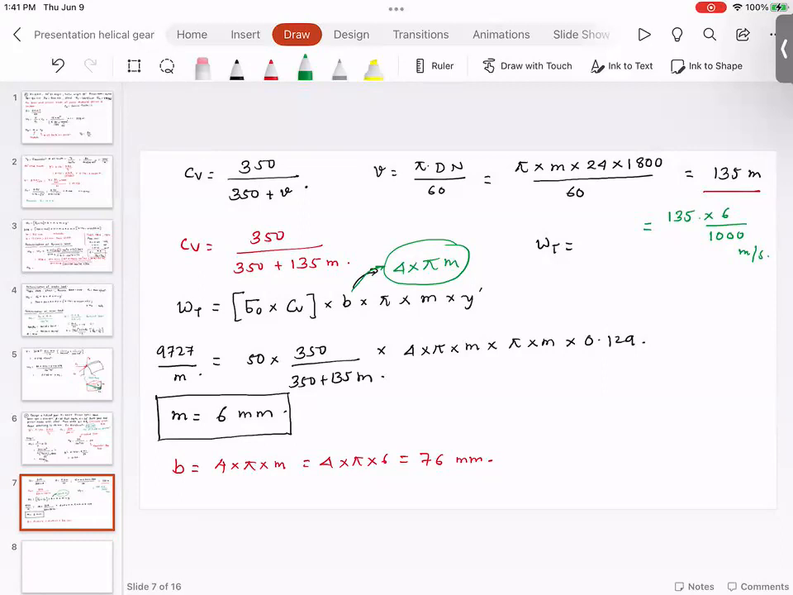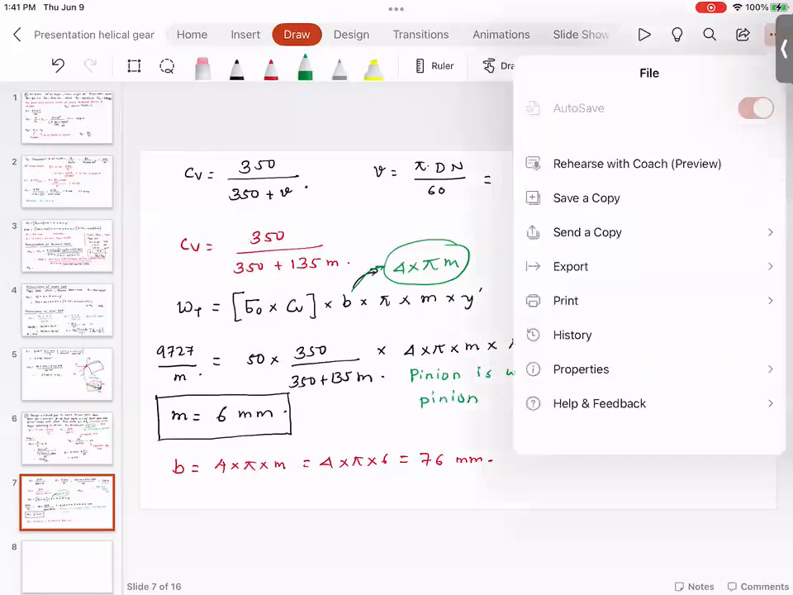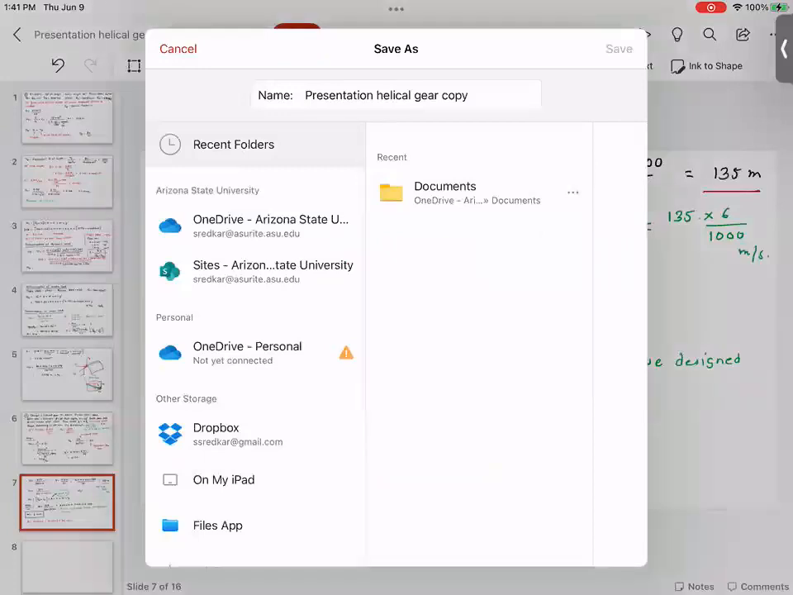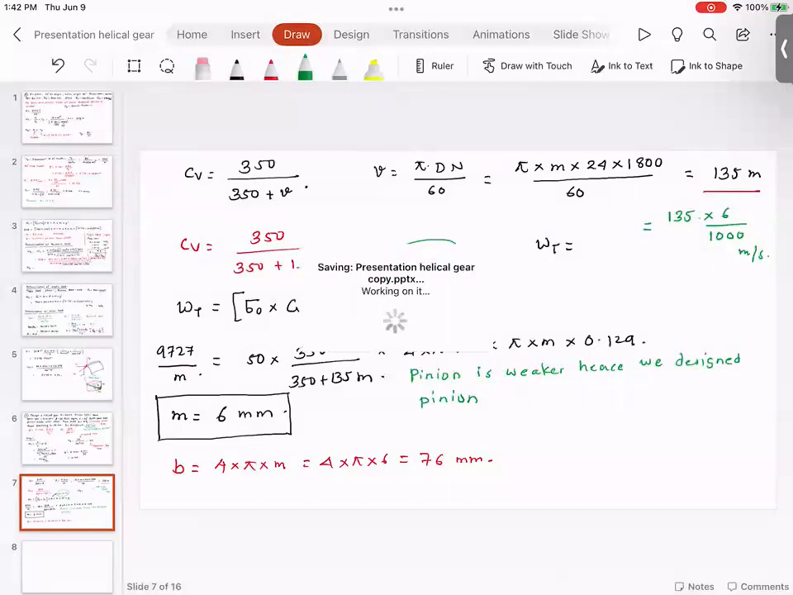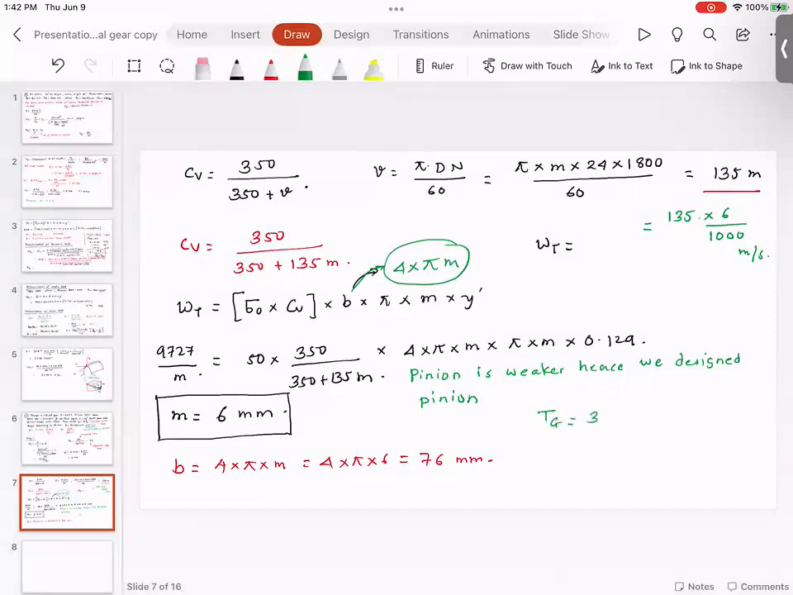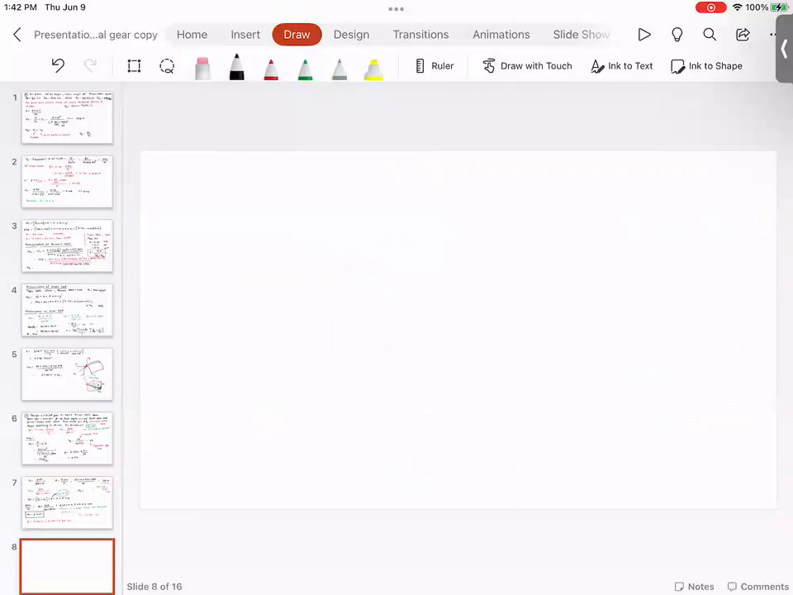With that, this is for the pinion, and we designed the pinion. Please note, pinion is weaker, hence we designed the pinion. Next part is the number of teeth on the gear, which is 3 times 24, 72. And now we have to find out the dynamic load. Step 2.